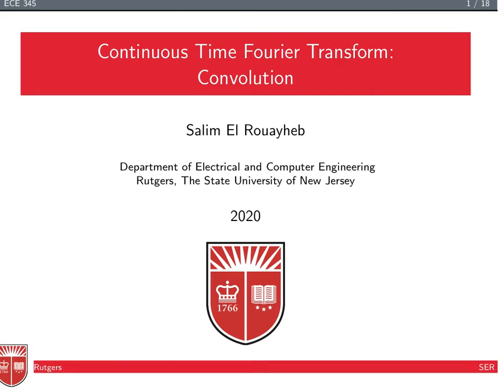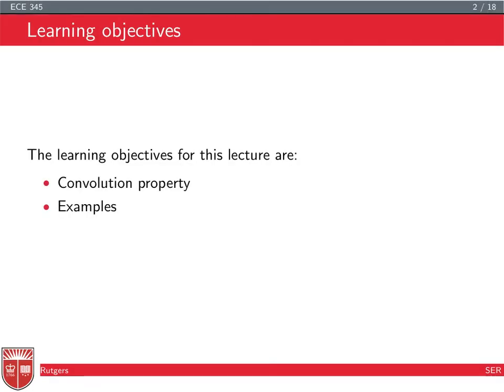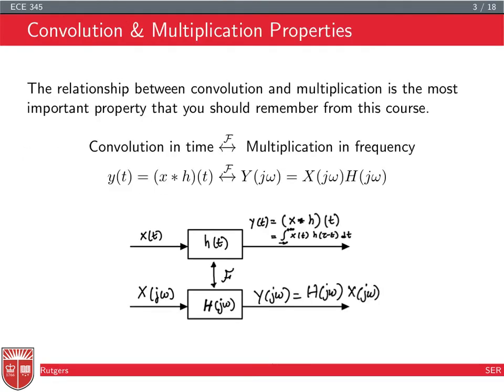In today's lecture, we're going to talk about an important property of CTFT and basically of all the transforms we've seen so far, which is convolution. So the main objectives that we will cover today is we will talk about the convolution property, and then work some examples. First I want to start by talking about the convolution and the multiplication properties, and then I will focus on convolution, and the next lecture will be on multiplication.